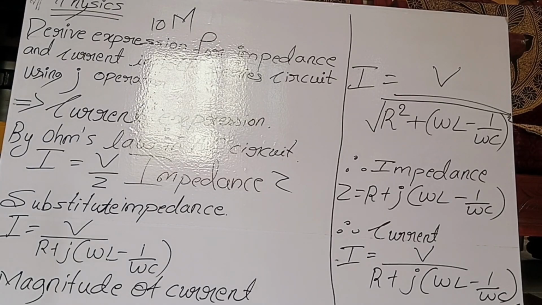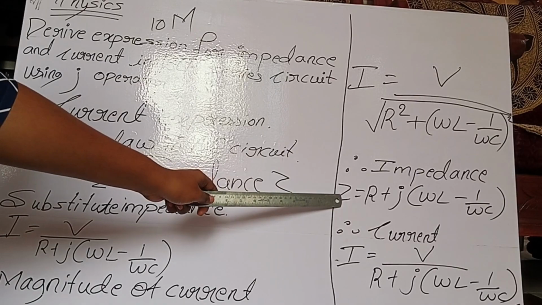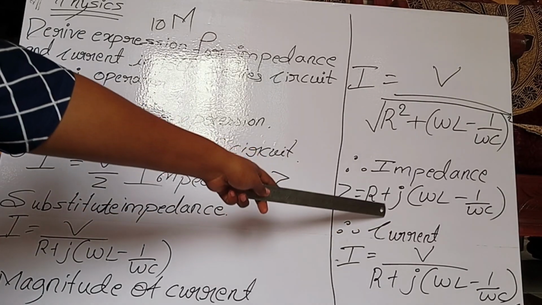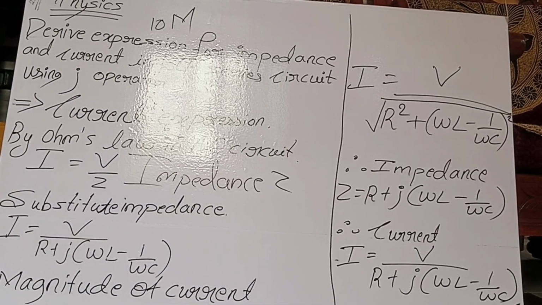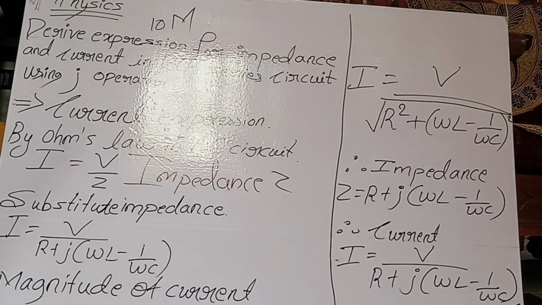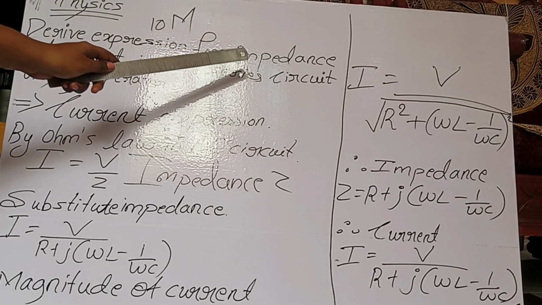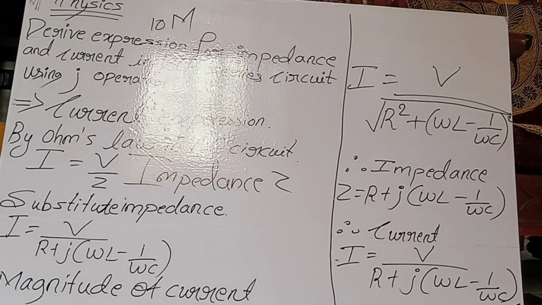At last, in your examination you need to write the expression for impedance and the expression for current. Write both equations and explain the terms, where Z stands for impedance, R stands for resistance, J is the operator, omega is the angular frequency, L is the inductor, C is the capacitor, V is the voltage and I is the current. Explain all the terms in the last expression, and this is all about your 10 marks derivation, that is the expression for impedance and current in an LCR series circuit using a J operator.